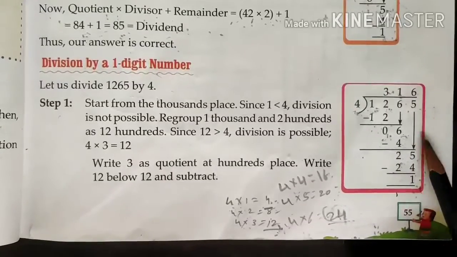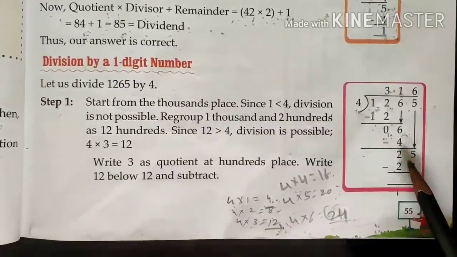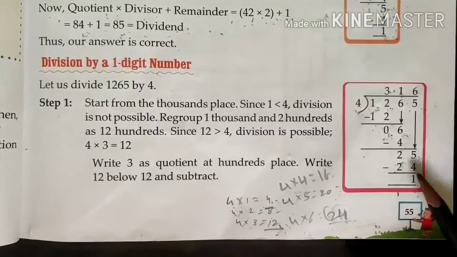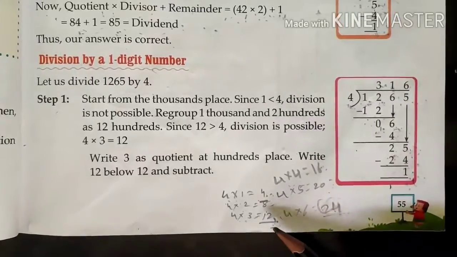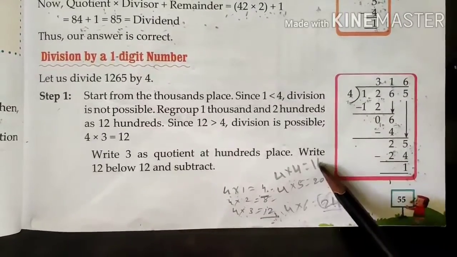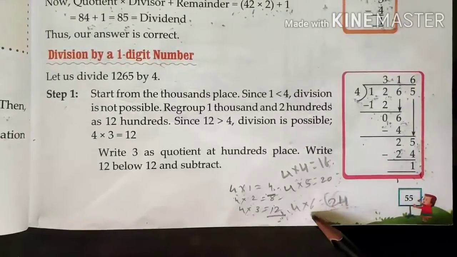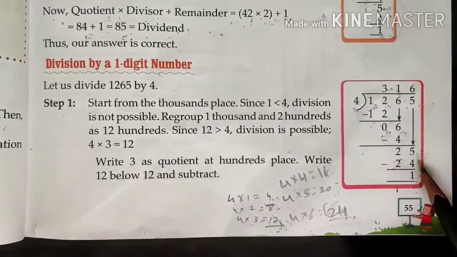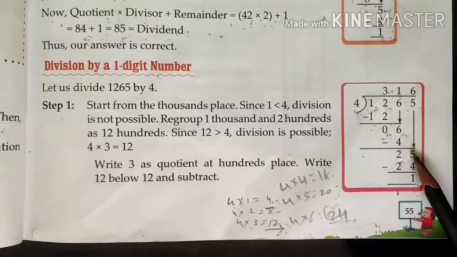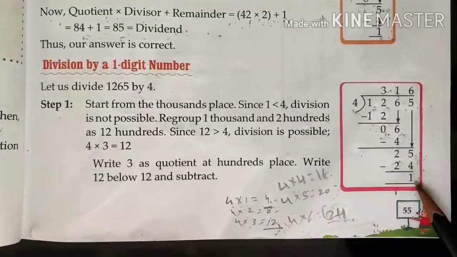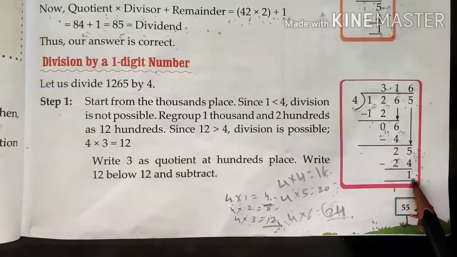Then bring the next digit down, that is 5. Now it became 25. So let us see the smaller number: 4 3s are 12, 4 4s are 16, 4 5s are 20, then 4 6s are 24. We will take 24 as our answer. Then write 24 below 25 and subtract it. Then we get 1 as a remainder.